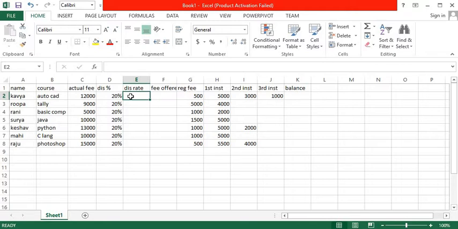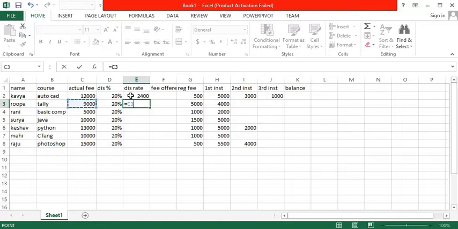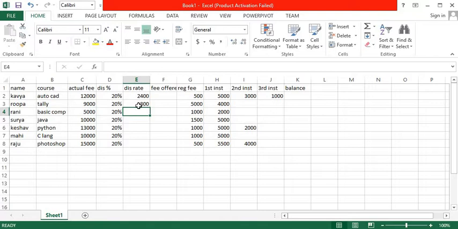The formula for discount rate is equal to actual fees into discount percentage.